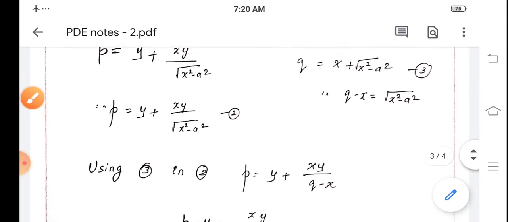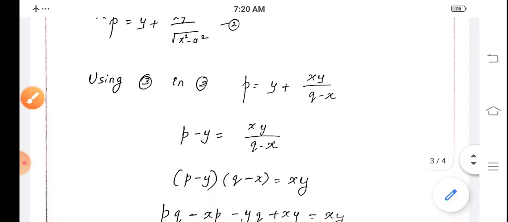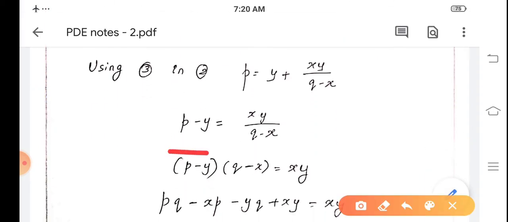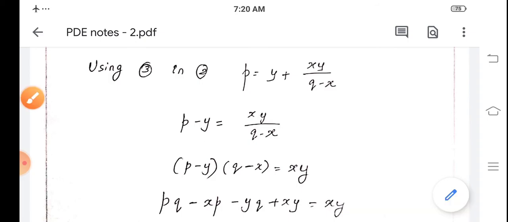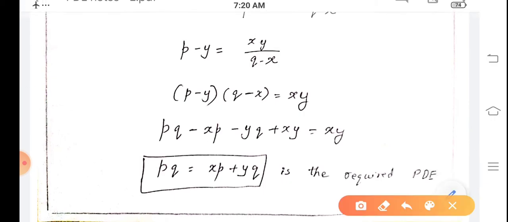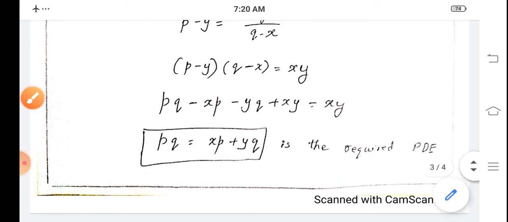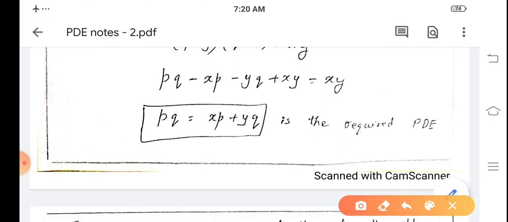So when we substitute this in equation 2, we get p is equal to y plus xy divided by q minus x, or p minus y is equal to xy divided by q minus x, or it is the same as p minus y into q minus x equal to xy. So when we expand the left hand side, it becomes pq minus xp minus yq plus xy equal to xy. On both sides we have the xy term, so that term gets cancelled. Then we get the equation pq is equal to xp plus yq. So this is the required partial differential equation.